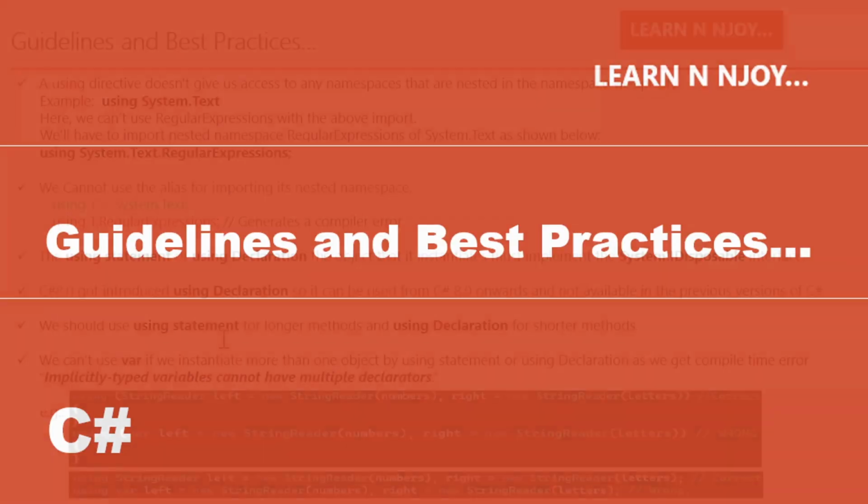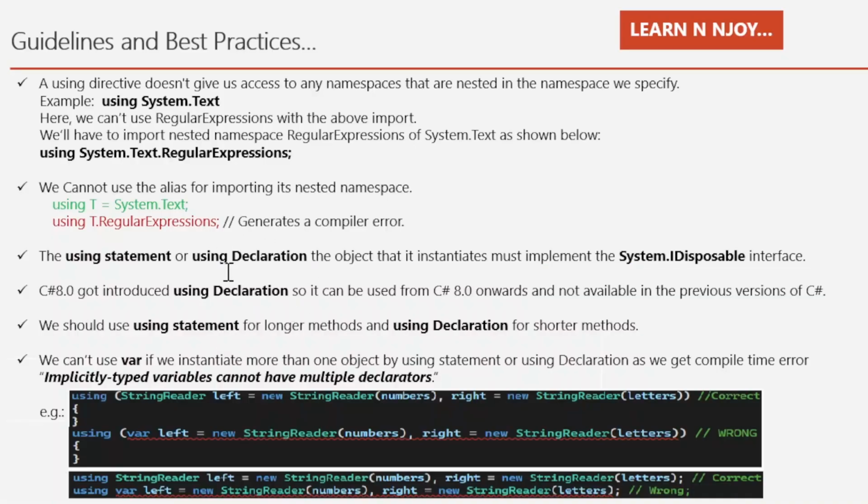Guidelines and best practices. Here we are going to discuss the guidelines and best practices of the using directive, using statement, and using declaration. Number one, a using directive does not give us access to any namespaces that are nested in the namespace that we specify. For example, if we import using System.Text, we can't use RegularExpressions with the above import. We will have to import the nested namespace RegularExpressions of System.Text as shown below. We need to write something like using System.Text.RegularExpressions. Then only we can use RegularExpressions.